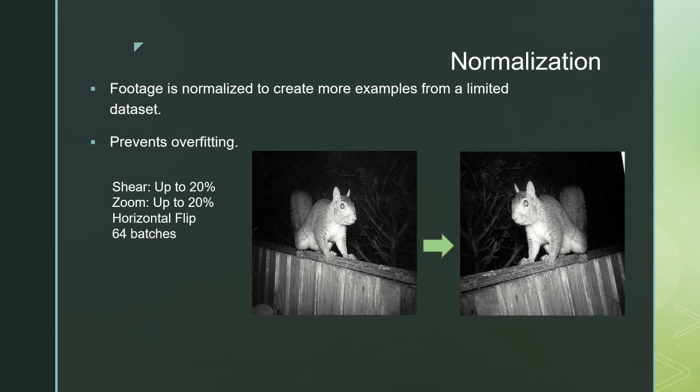So because the dataset is quite small, it's quite a limited dataset, I normalize all of the images to try and prevent overfitting. This is done where I actually, in batches of 64, create sheared, zoomed, horizontally flipped images to just try and get a little bit of variance in the data.